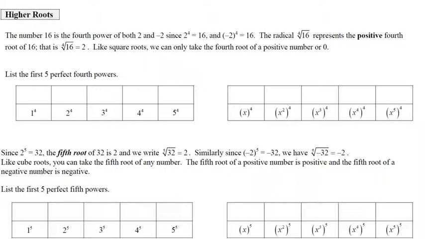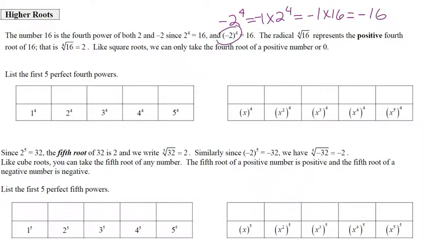Higher roots. The number 16 is the 4th power of both 2 and negative 2, since 2 to the 4th is 16, and negative 2 to the 4th. Not to be confused with this. What does that evaluate to? Negative 16, right? Because it's negative 1 times 2 to the 4th.